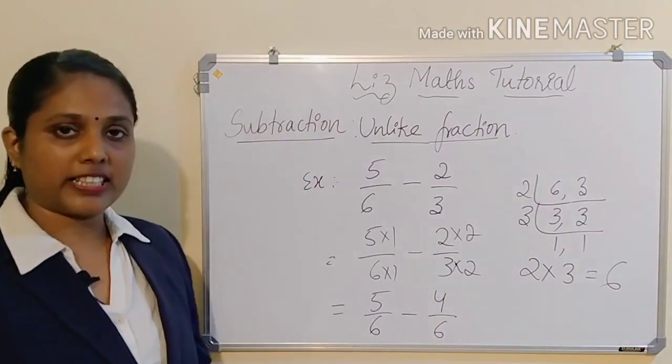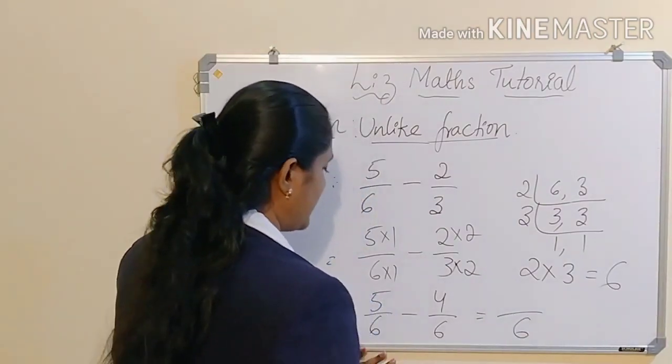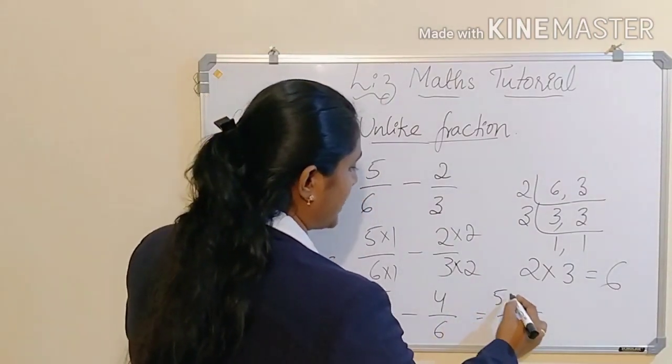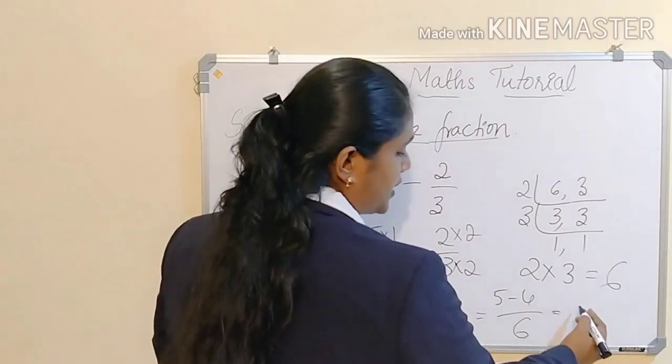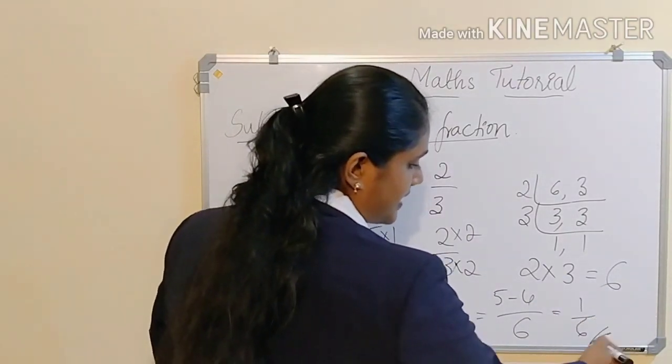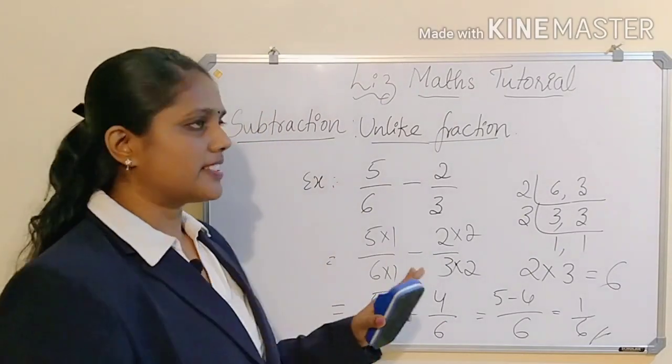Here now you appear with the like fraction. Now you know how to do it. 6 is the common denominator. Then 5 minus 4 is the numerator. Then what does it give? 5 minus 4, 1 by 6 is the final answer. Hope you understood this. It is very easy, students.